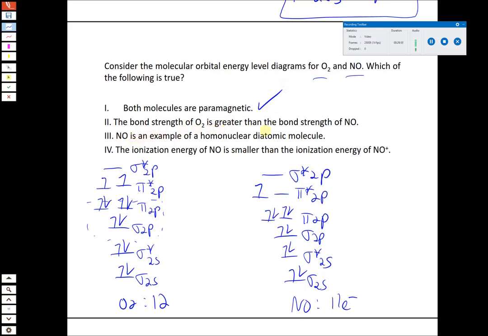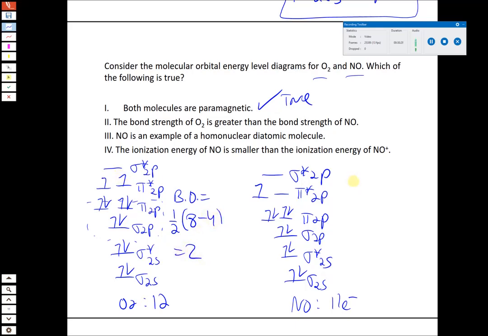The bond strength of O2 is greater than the bond strength of NO. If we look at the bond strength, we evaluate that from the bond order. So for O2, the bond order is 1/2 times, again, number of bonding electrons. We have 2 down here, 4, 6, 8. And then we subtract the anti-bonding electrons, which is going to be 2 from sigma star 2s, 2 from pi star 2p, so a total of 4. So this has a bond order of 2.